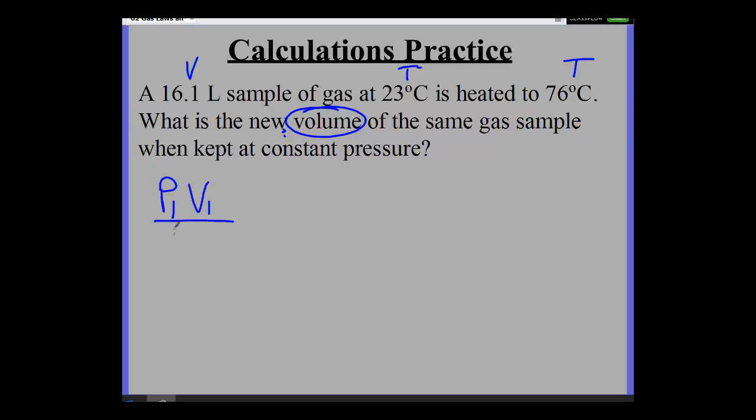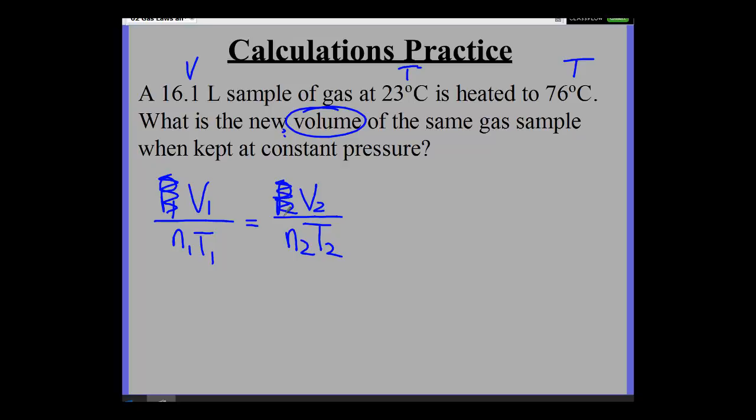P1, V1 over N1, T1 equals P2, V2 over N2, T2. Now, that's a lot of stuff, and I don't have that many numbers. So anytime you use this equation, you get rid of stuff you don't need. So it says pressure is constant. That means it doesn't change. That means we don't need it. So we're going to get rid of pressure.